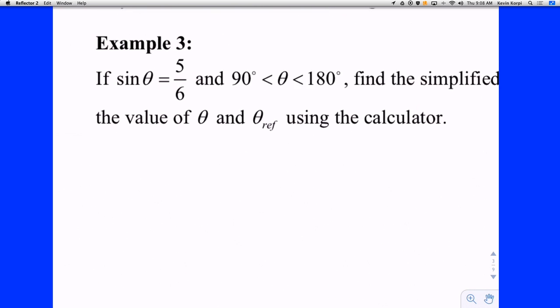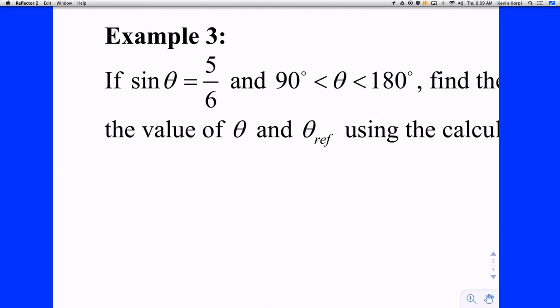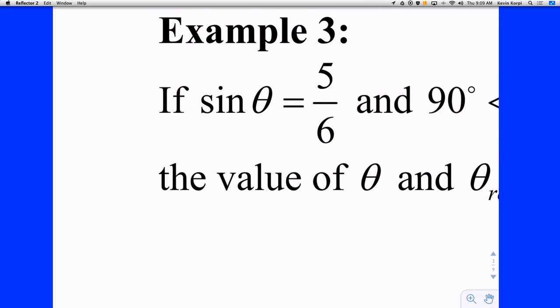Anyway, I call these two's clues because much like the dog, we have to solve a riddle, and we have 2 clues that are given to us to help us solve the riddle. So here we go. If sine of theta is equal to 5/6. Now let's just process what that means.